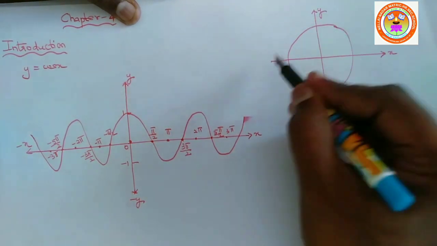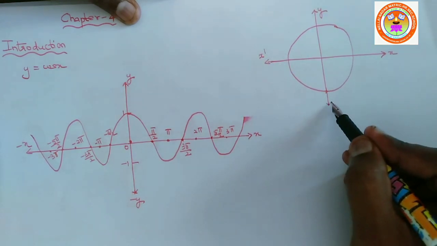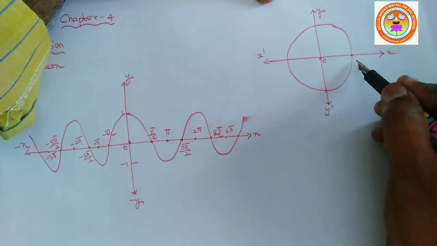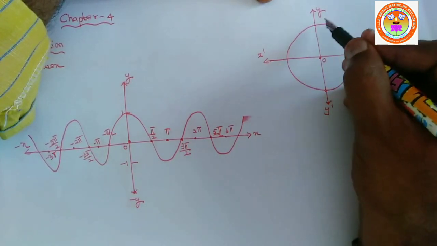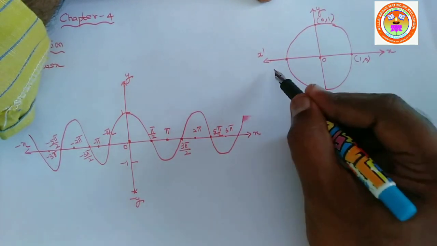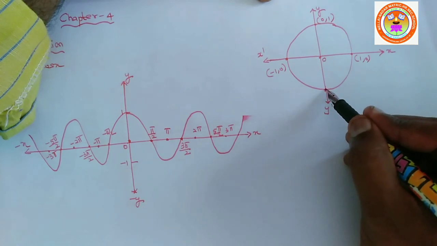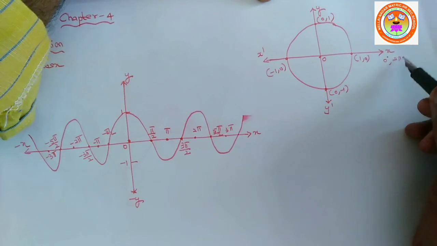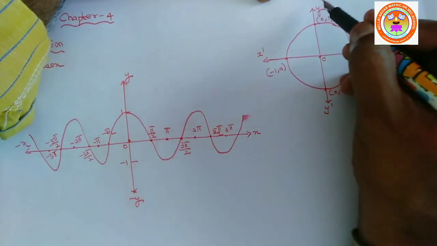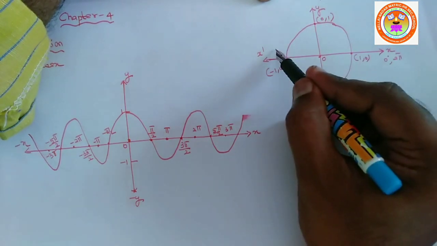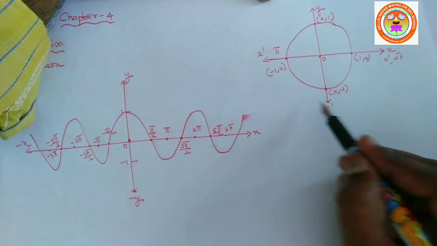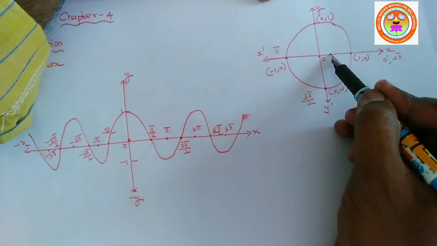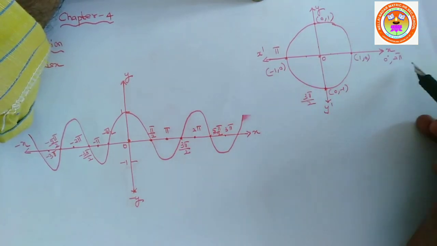Draw x, y, x dash and y dash. Placing the origin O, the unit circle has radius 1. This point is 1, 0. This point is 0, 1. This point is minus 1, 0. And this point is 0, minus 1. You know this is 0 degree and 2 pi. This is pi by 2. This is pi. This is 3 pi by 2. In the anti-clockwise direction, it goes pi by 2, pi, 3 pi by 2 and once again 2 pi.